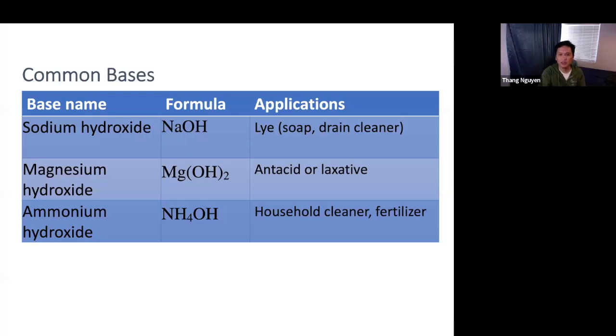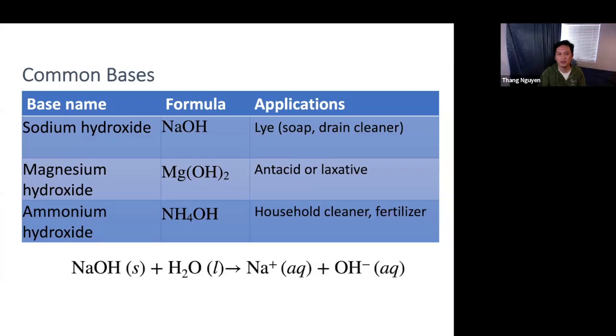Notice that all of these are going to be ionic compounds, really. So when they are solids, you add them into water, they will break up into their ionic components, their cation and then their anion, which is why they are a base, because the anion released is the hydroxide anion.